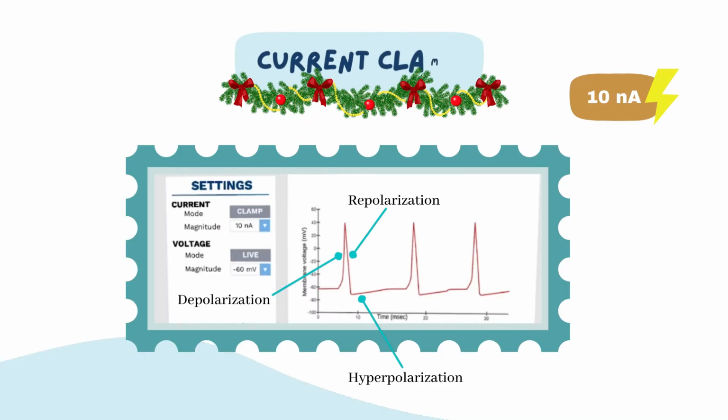To check if the giant axon is healthy, a current clamped at 10 nanoamperes was applied, then the fluctuations in membrane voltage were measured. The characteristic shape of an action potential was observed, specifically the depolarization phase, where the membrane potential changes from the resting value of around negative 65 millivolts to a positive value. Then the repolarization phase, where it returns to a negative value. And finally, a short hyperpolarization phase where the potential drops below negative 65 millivolts before returning to the resting value.